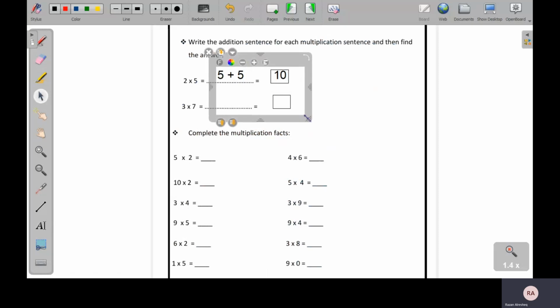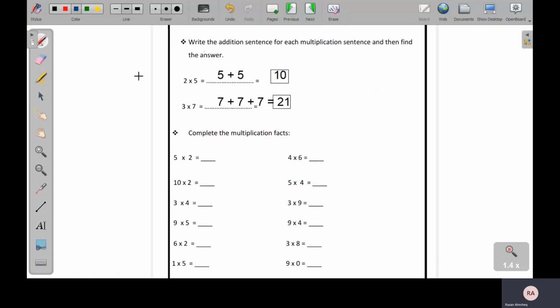All right? Now, the second one says 3 times 7. So I know I have 3 groups of 7. So I take my 7 and I add it 3 different times. And that gives me, guys, once I do that, that gives me 21. All right? So 3 times 7 is 21, and 7 plus 7 plus 7 is 21. Both strategies give you the same answer.